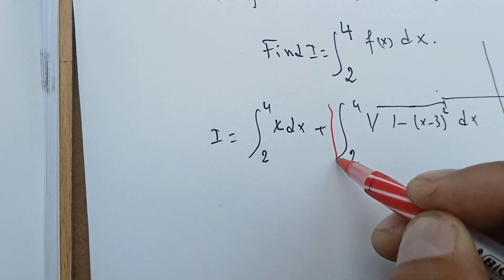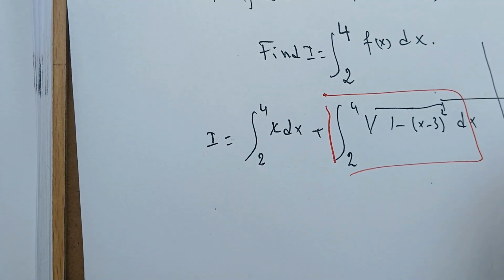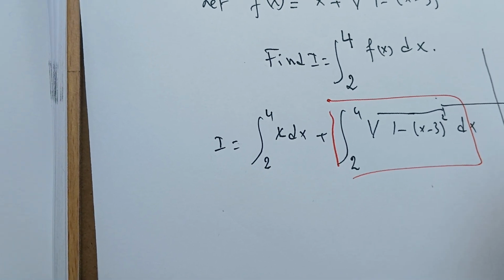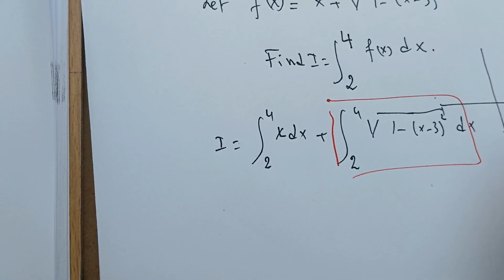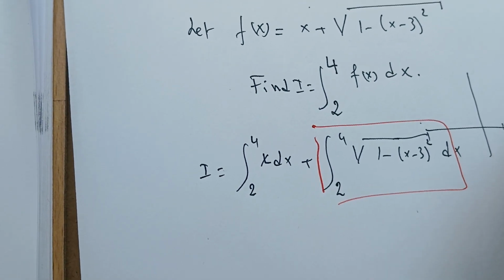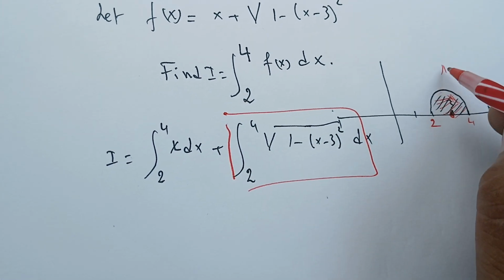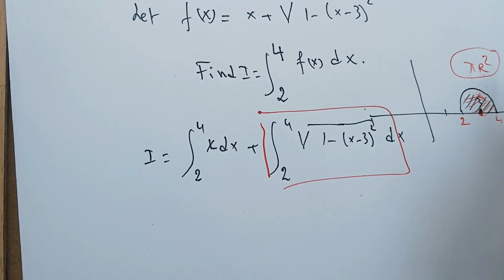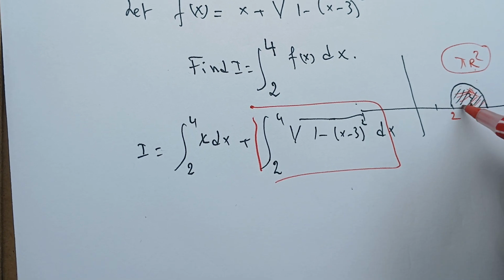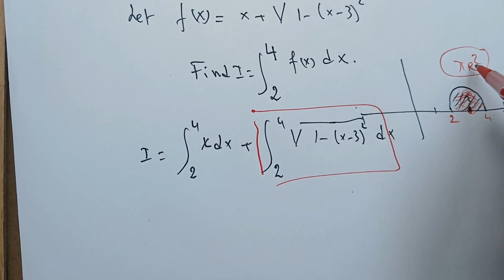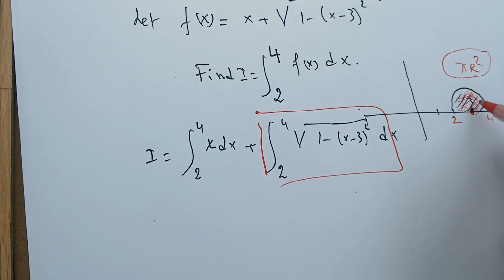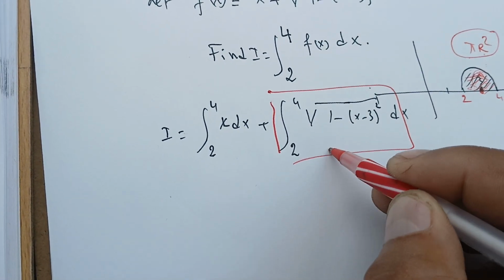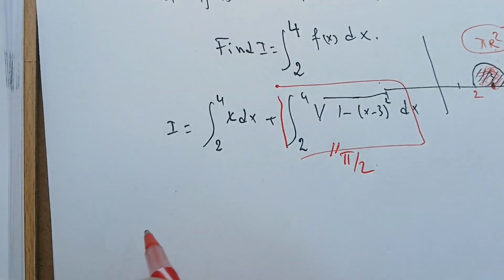For this integral, since its center is 3, this is 2, this is 4, so we are computing this area here. The area of a circle is given by pi r squared, and in our case r is just 1. That means we are looking for half the area, and the area is pi, but we are looking for half of it. So we can deduce that this is pi over 2.